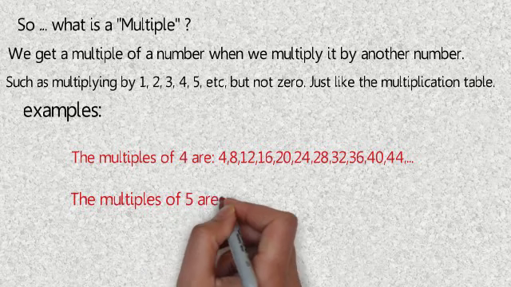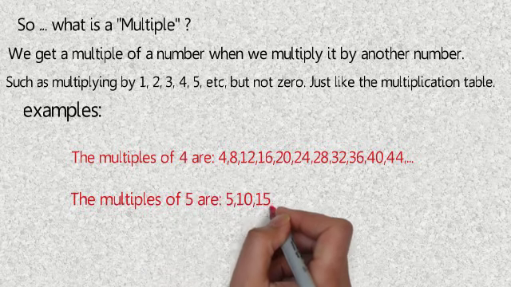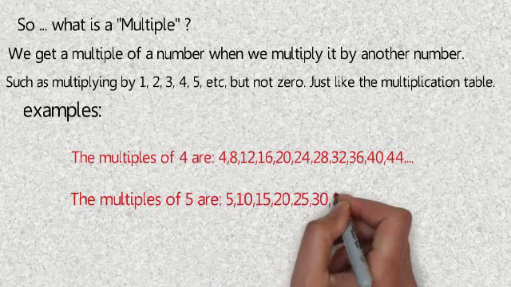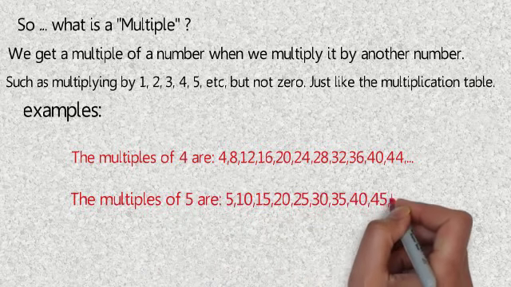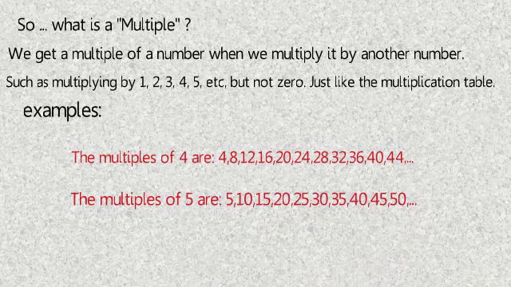So also, to get the multiples of 5, you multiply 5 by 1, which will give us 5. By 2 will give us 10. By 3 will give us 15. By 4 will give us 20, and so on, till you can go further. Can you see? The three dots denote that it goes on and on like that.